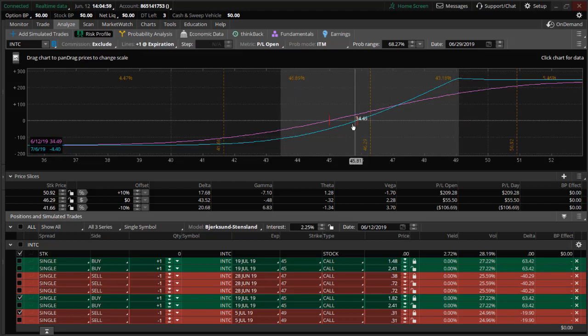So a really cool strategy that takes advantage of time decay from what we call the income calendar, and then adds a spread component to it, and that's what we call a calendar diagonal.